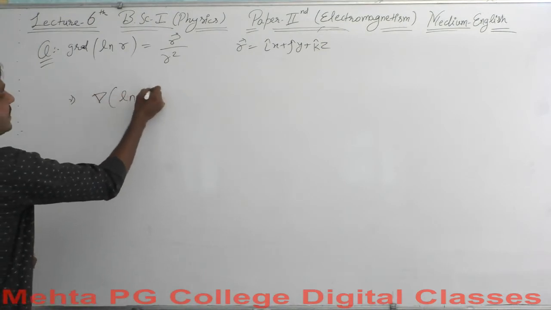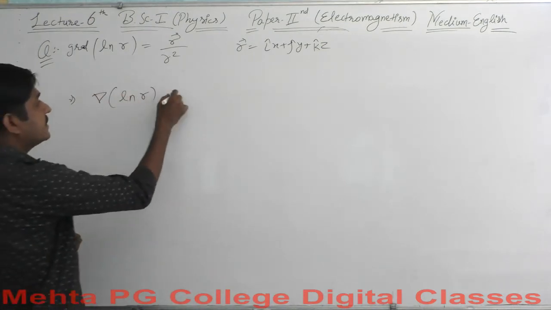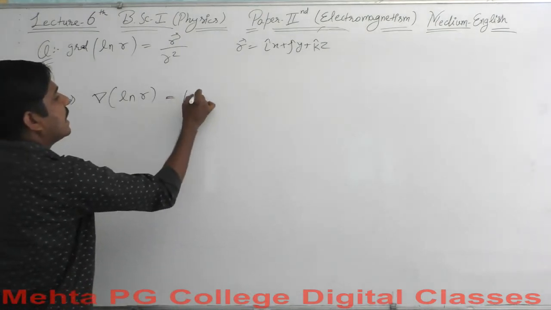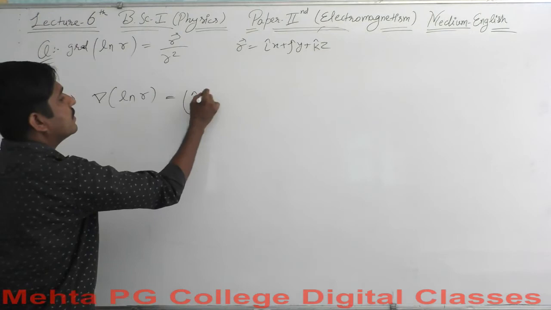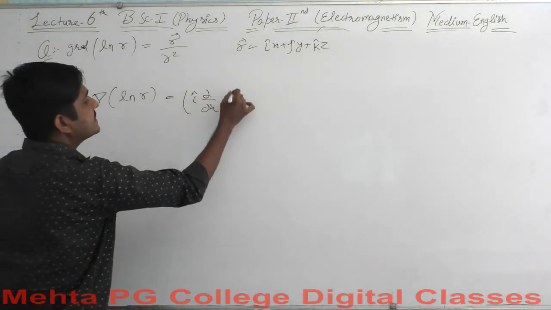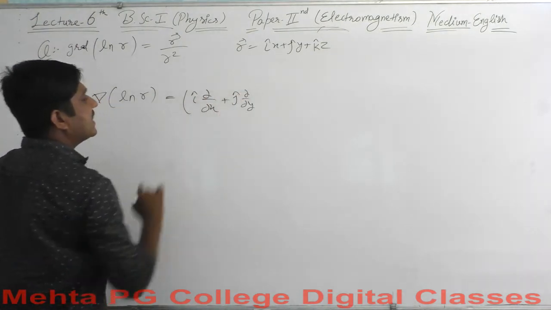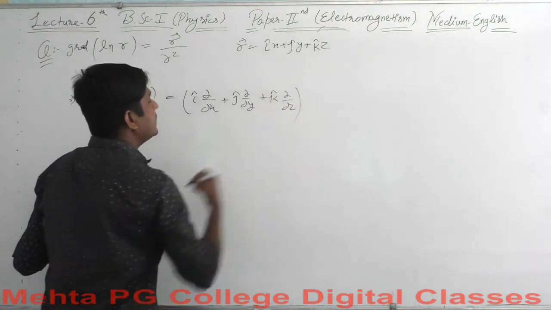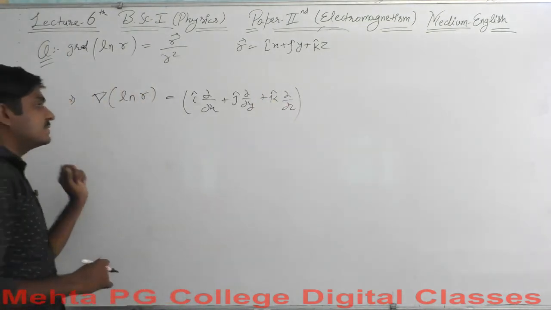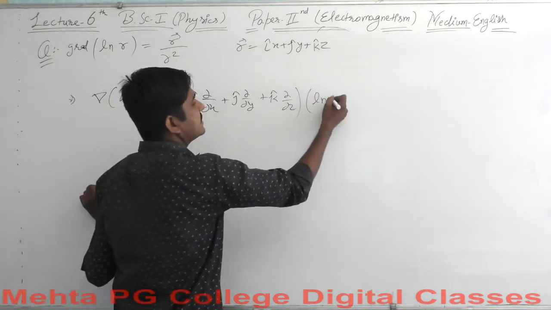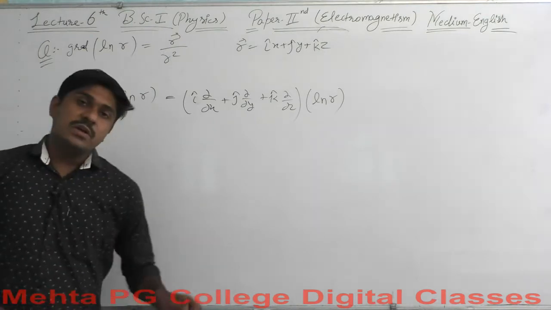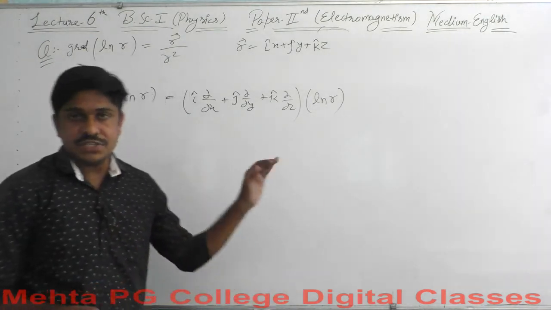Del operator ln of r. Okay. Simply the value of the del operator is i cap ∂/∂x plus j cap ∂/∂y plus k cap ∂/∂z. This is the value of this, and again this is ln of r. Okay. We will just differentiate it.